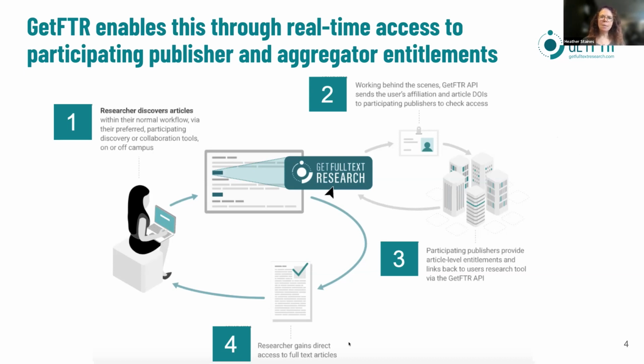Behind the scenes, the GetFTR API takes those DOIs that are associated with her search and runs her entitlements against those participating publishers. As she's doing her search, those smart links will populate her search results. So she'll be able to just click on an article, get right to the full text. Happens in the blink of an eye. If you don't look closely, you will certainly miss it. But that's how the process is working behind the scenes. Next slide, please.